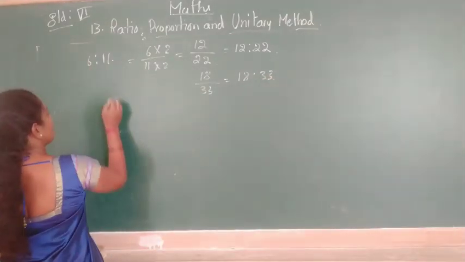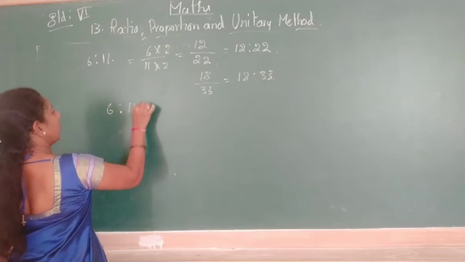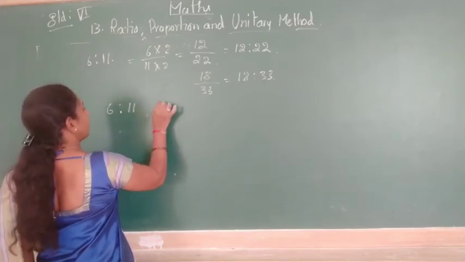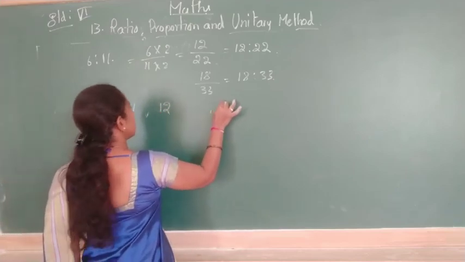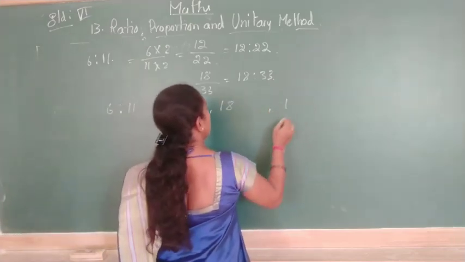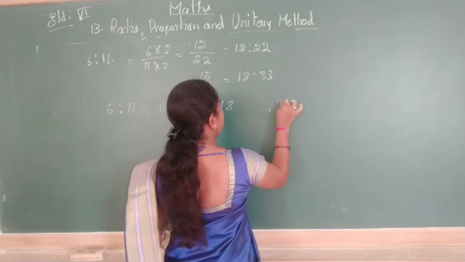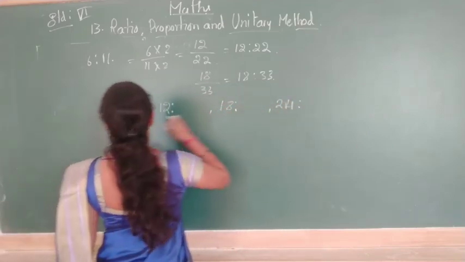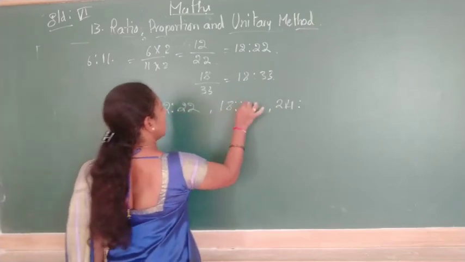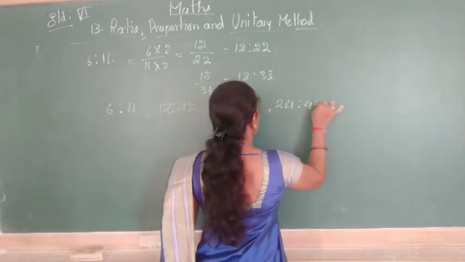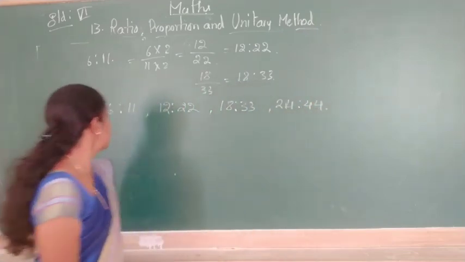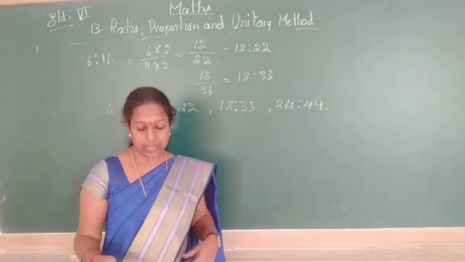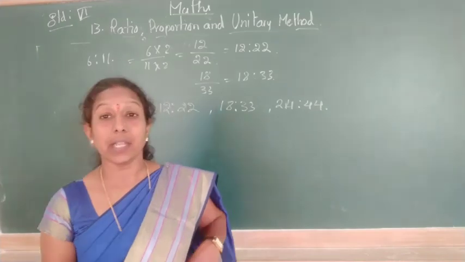Directly also you can write, children. So that is 6 1s are 6, 11 is there. Okay. Next 6 2s are 12, 6 3s are 18, 24. Okay. Next is 11 2s are 22, 33 and then 44. Okay. So we can write like this also. You will get the equivalent ratios.